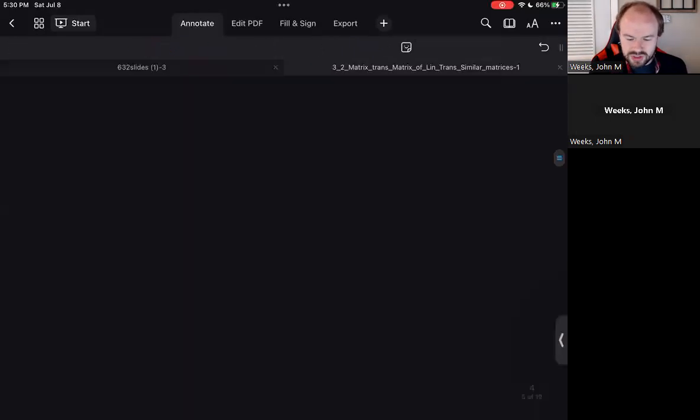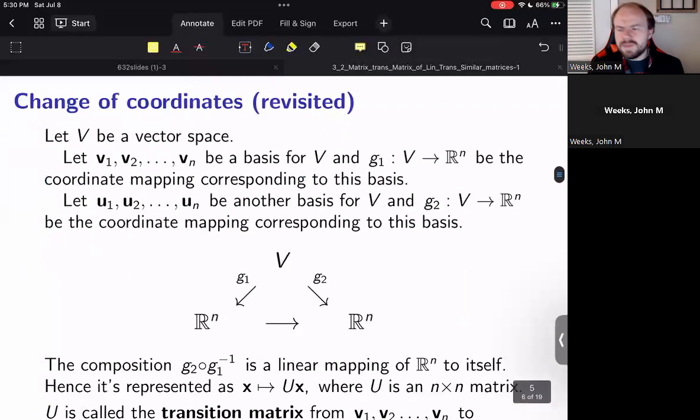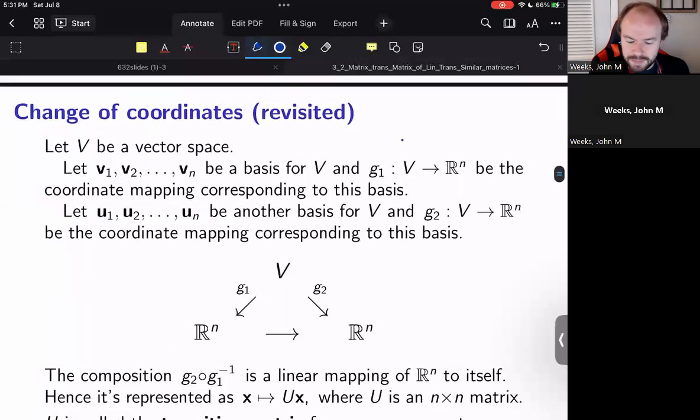Now, since we're all continuing to connect back to what we've been discussing already, let's talk about changes of coordinates. Let V be a vector space. And let's consider 2 particular bases for V, just like we had before, v1 through vn being one of them, and u1 through un being the other. And let's let g1 and g2 be, as before, the coordinate mappings corresponding to each of these bases.